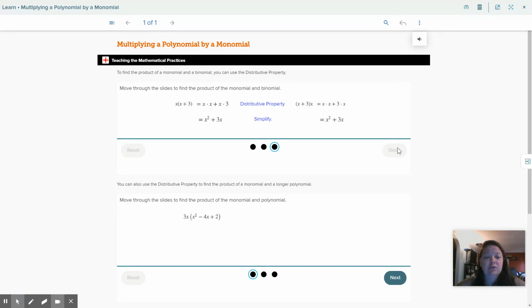The next step is to simplify. So x times x is x squared, 3 times x is 3x, so you get x squared plus 3x. And again, on the other side, x times x is x squared, 3 times x is 3x, so we get x squared plus 3x. Go ahead and make sure you get that copied down, and I will slowly scroll to the next problem.